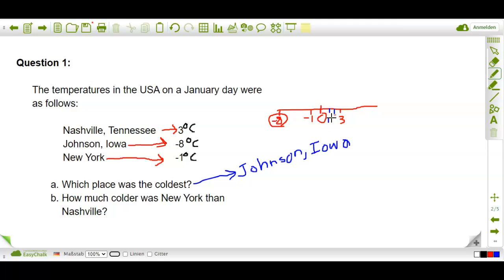So to find out how much colder the temperature was in New York, we have to move to the right. So from New York, we're moving 1, 2, 3, 4 places. And since we moved 4 places to the right, the temperature was 4 degrees Celsius colder in New York.